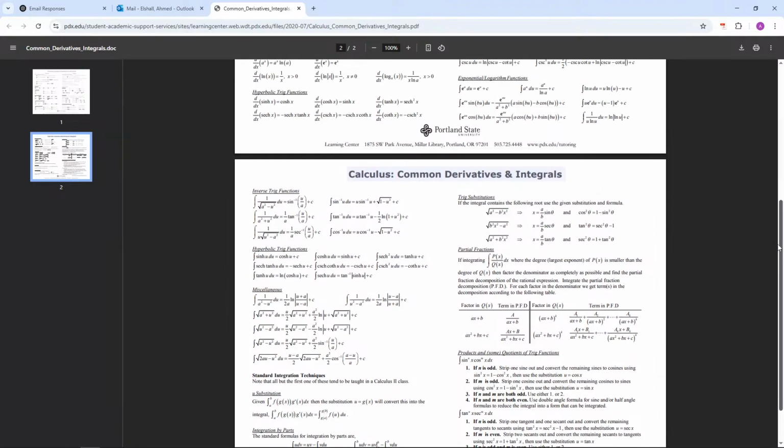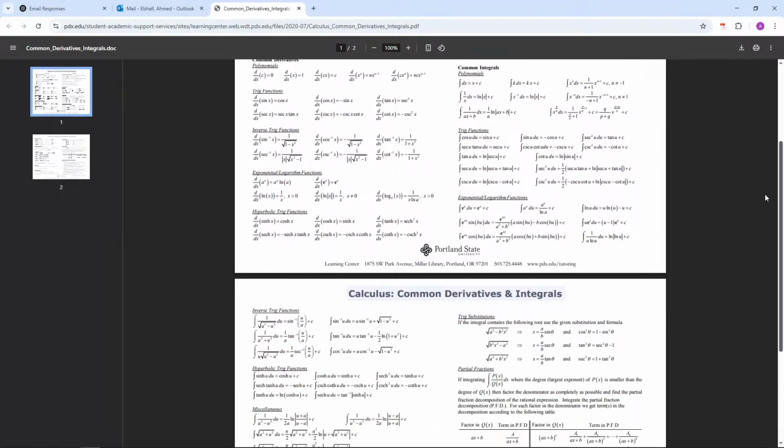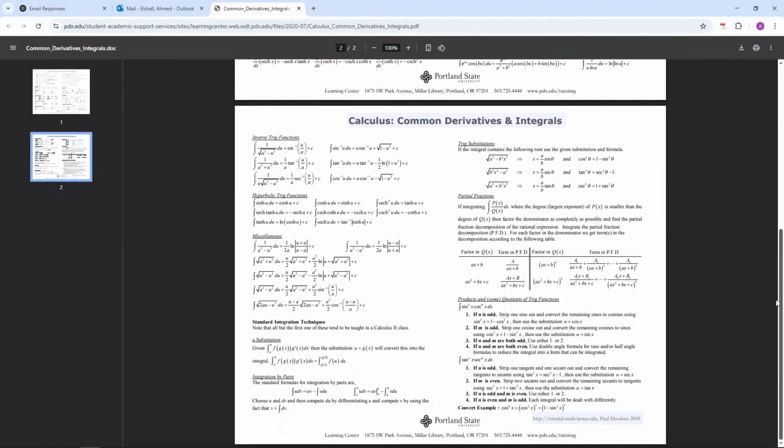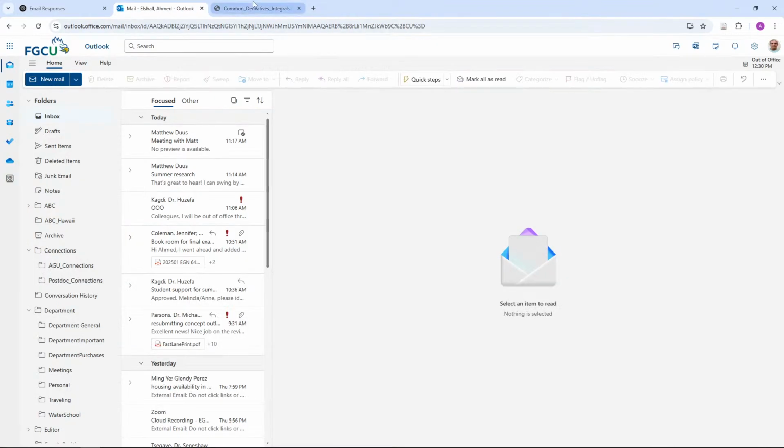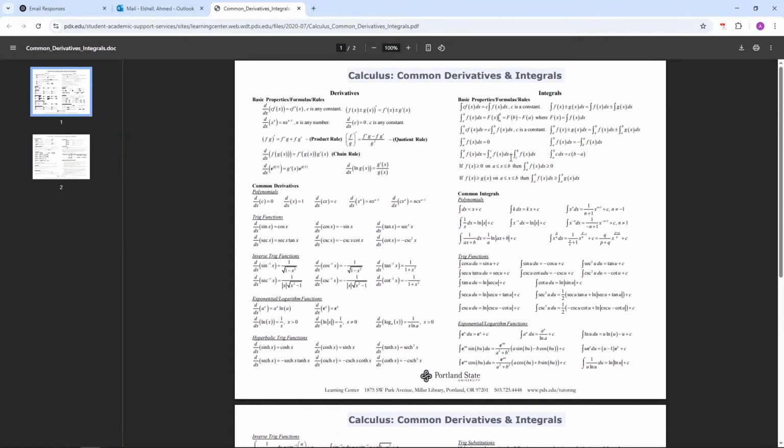If you need me to print it for you, just let me know. Email me, tell me you don't have a printer and ask, could you please print this for me? I will print it and bring it for you to the exam. So just let me know. But it's very handy. That's for derivatives and integrals.